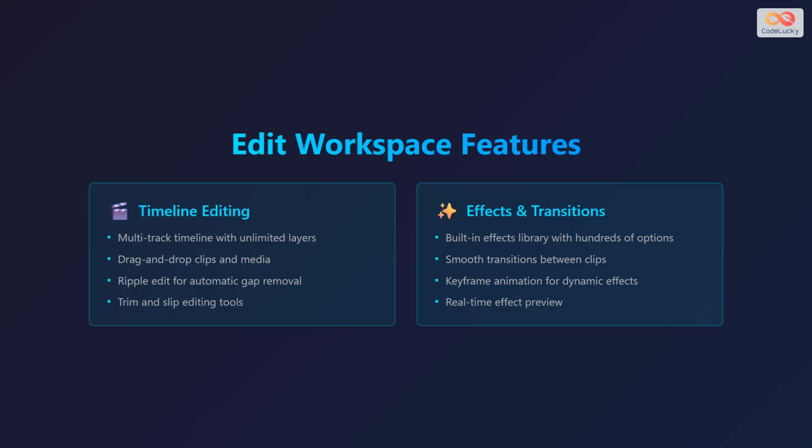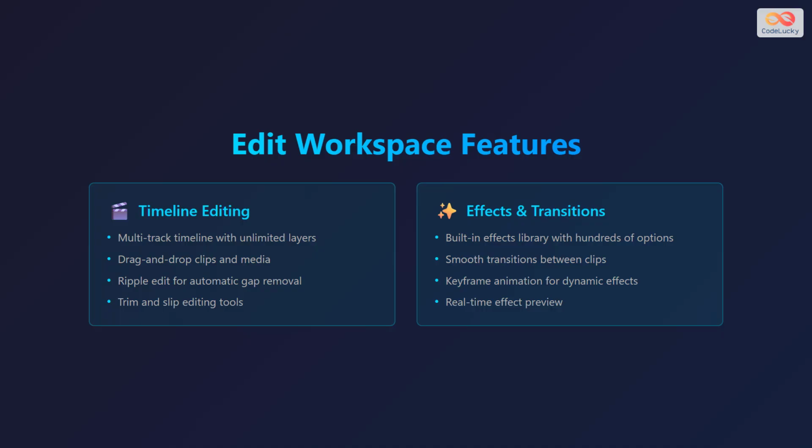Let's explore the Edit workspace in detail. The Edit workspace gives you a multi-track timeline with unlimited layers, so you can work with as many video and audio tracks as you need. You can easily drag and drop clips from your media library onto the timeline. If you need to remove gaps between clips, use the Ripple Edit feature to automatically close the spaces. You'll also find trim and slip editing tools for precise control over your clips.